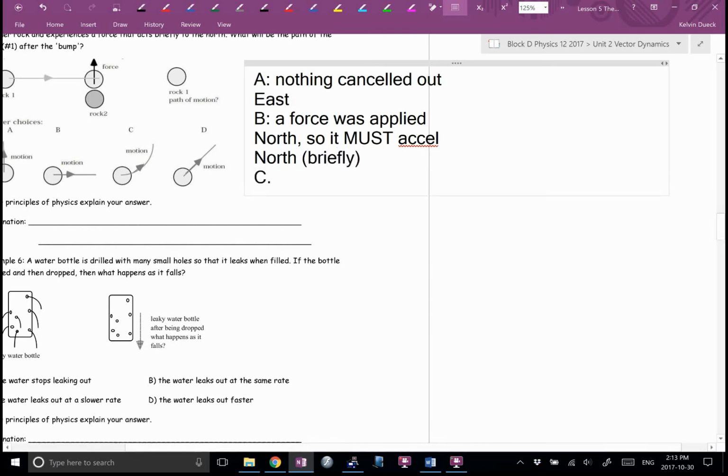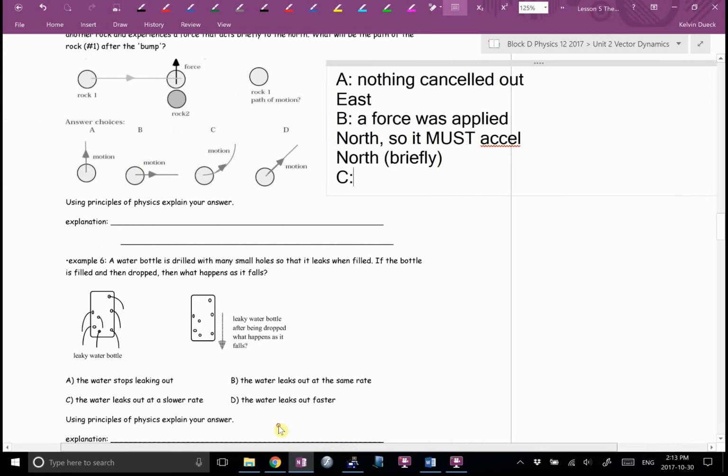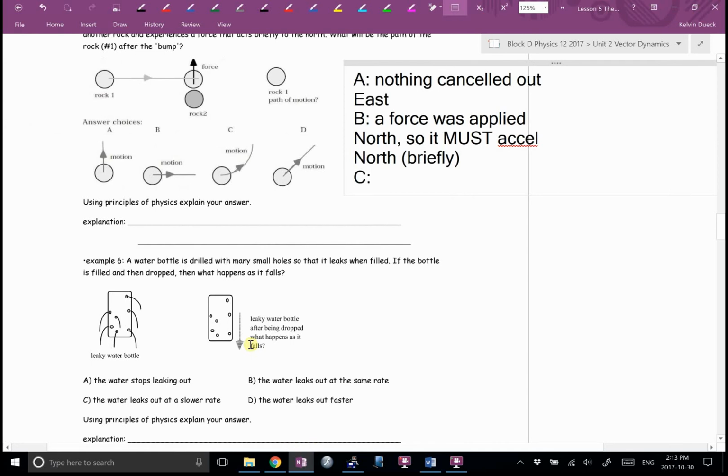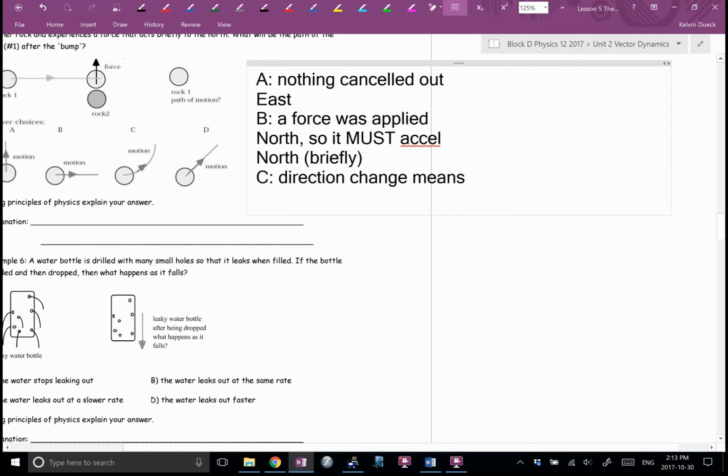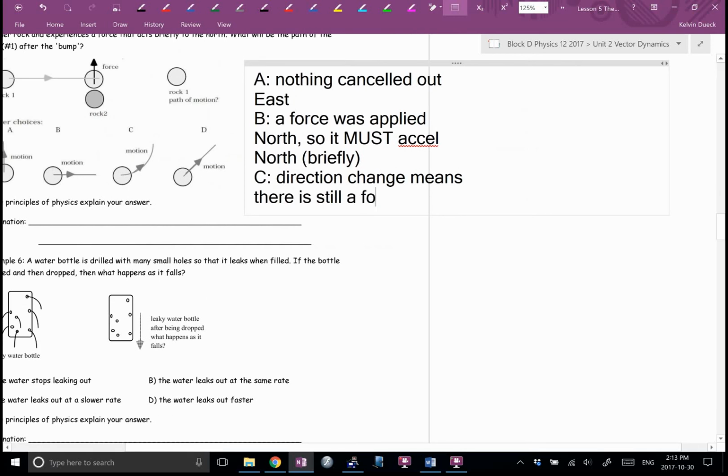Why must C be wrong? Why wouldn't it slowly go in a corner like that, in a curve like that? What's the acceleration taking the form of in part C? Not a magnitude change, but a direction change, which is still a change in velocity, which is still an acceleration. So C, direction change means there is still a force acting.